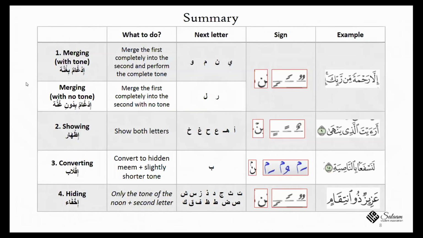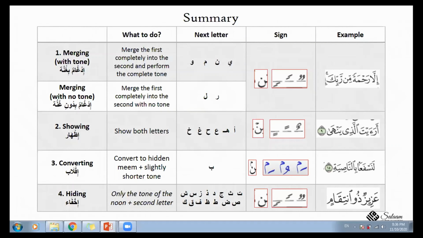So this is the final summary of the stable noon and tanween, and this is the last lesson of the stable noon and tanween, or noon sakina with tanween. By this lesson, we completed everything regarding the noon sakina with tanween. This is a summary, the same thing that we discussed at the beginning, and then we added one line at the end, which is regarding the hiding that we discussed today.